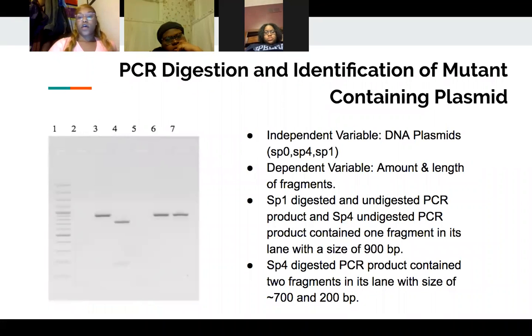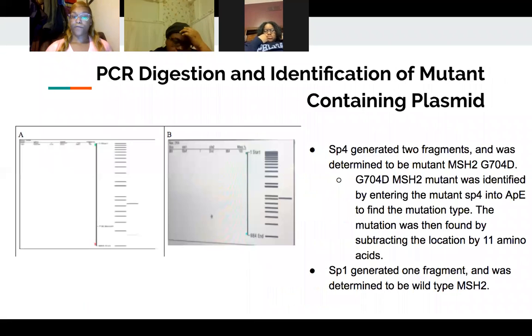The results of the PCR digestion and identification of mutant-containing plasmids had an independent variable of DNA plasmids SP1, SP4, and SP0, and a dependent variable that was the length and number of fragments. SP1 digested and undigested PCR product, along with SP4 undigested PCR product, contained 1 fragment in its lane with the size of 900 base pairs, whereas SP4 digested PCR product contained 2 fragments in its lane that were the size of about 700 BP and 200 BP.